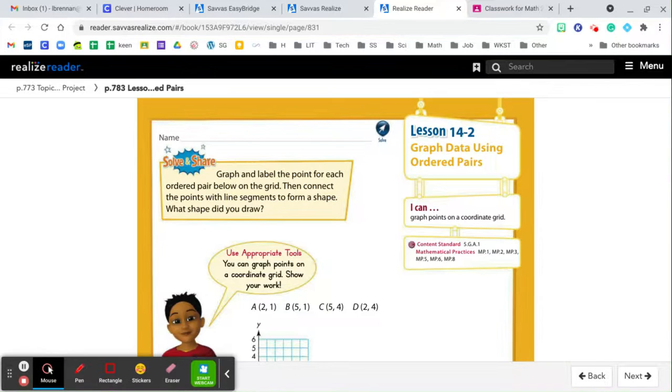All right, today we're doing lesson 14-2, graph data using ordered pairs. Graph and label the point for each ordered pair below on the grid. Then connect the points with the line segment to form a shape. What shape did you draw?